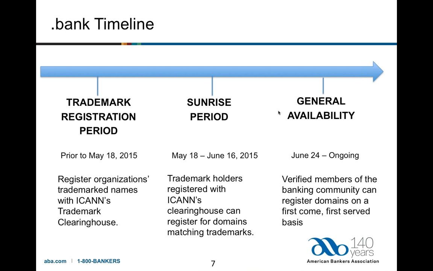Now, the sunrise period is dependent upon you having trademarks on your domain names and having them registered with the national, not the state, but the National Patent and Trademark Office, and also having them registered with ICANN's Trademark Clearinghouse before May 18th. It's a little late to do that now if you haven't done it already, but that doesn't mean you shouldn't be doing it to think about protecting your intellectual property rights in other domains, which is Eric's point.